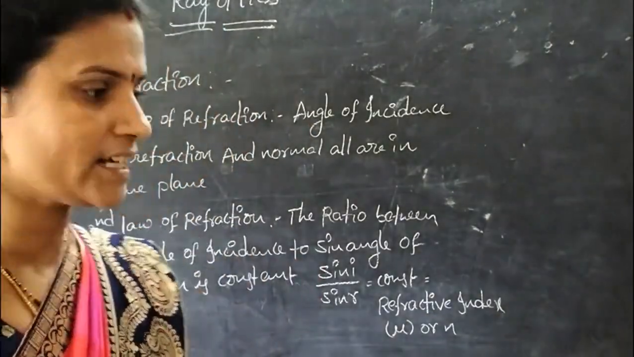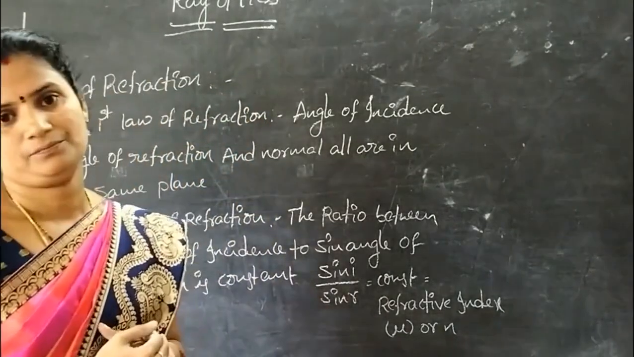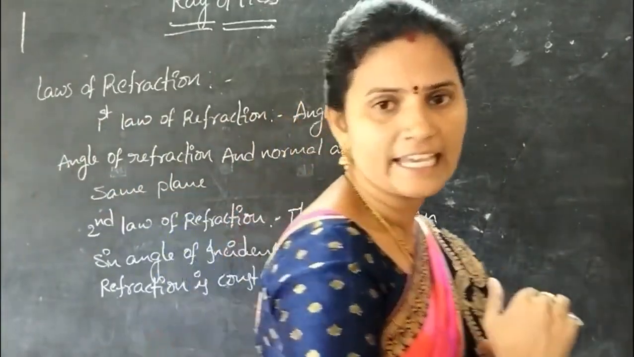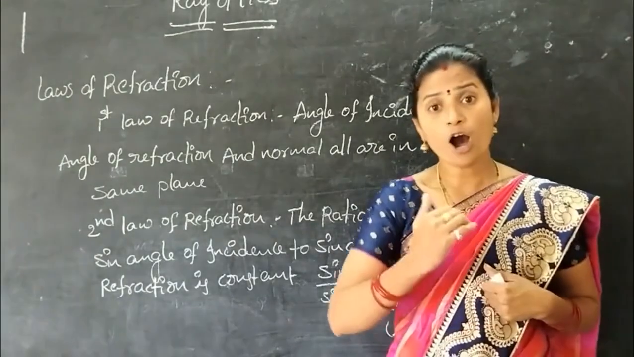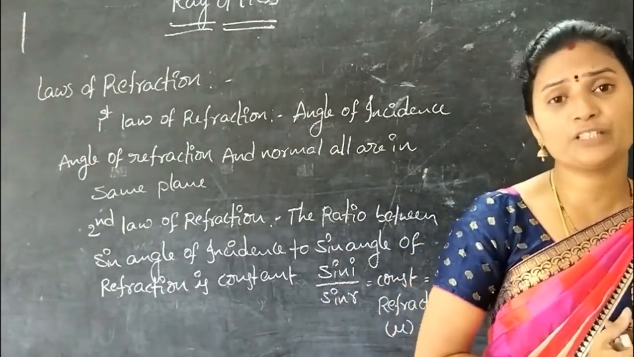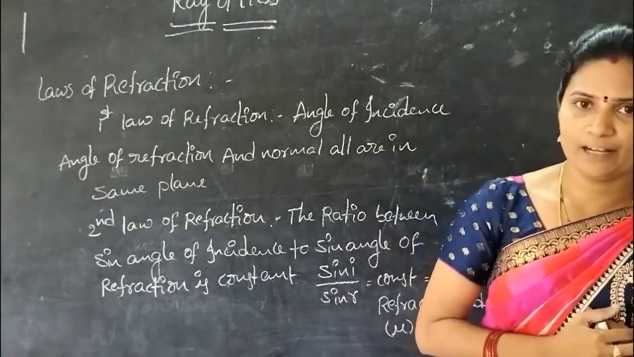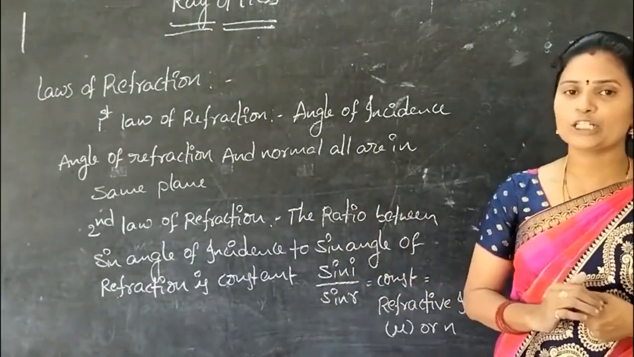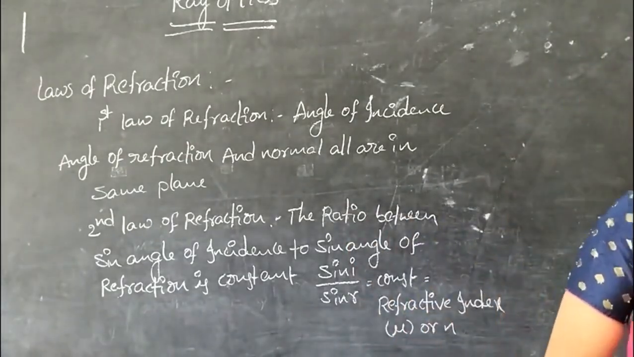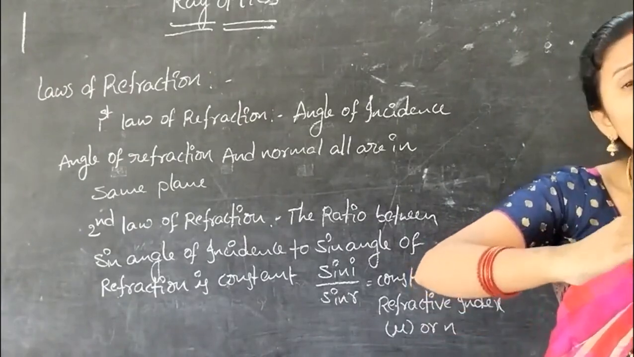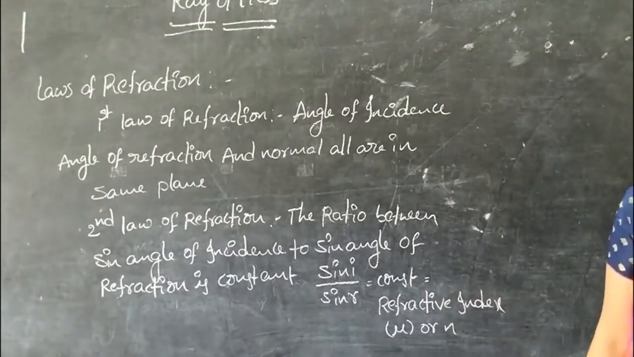Let us see what refractive index is. Refractive index is a kind of property. It tells us how easily the light rays travel through that medium. So this is nothing but refractive index.